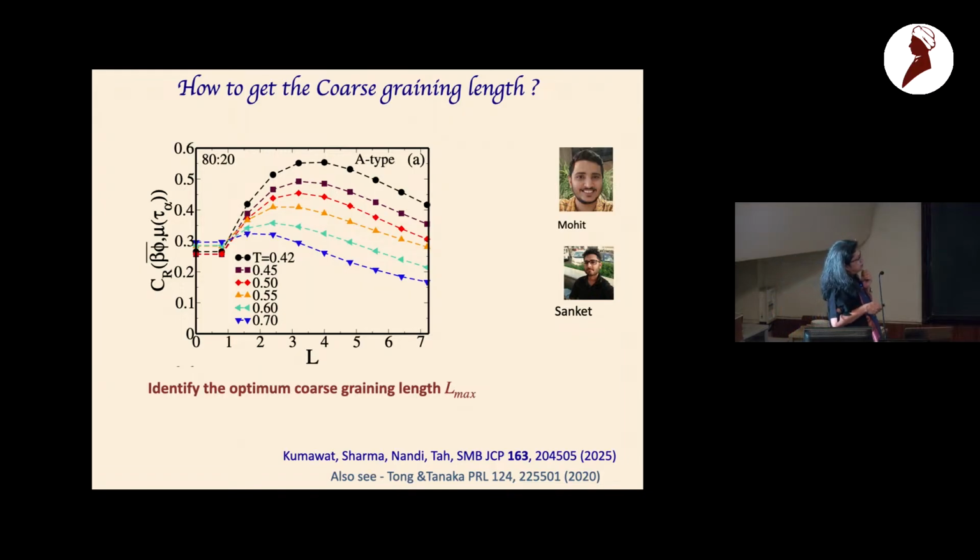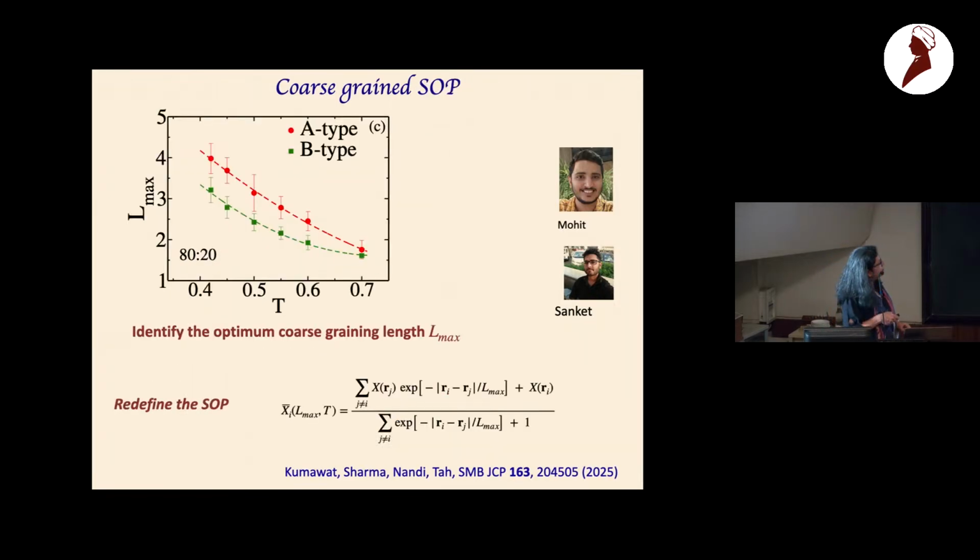So we do an isoconfiguration run. We look at the propensity, and we actually look at the correlation between the coarse grained order parameter and the propensity at different temperatures. And we do see that there is a non-monotonicity in the behavior. That means there is an optimum coarse graining length where the correlation between the dynamics and the coarse grained structural order parameter is maximum, and that changes with temperature. It grows with temperature here. Now, we can calculate this L max, which is the maximum of this.